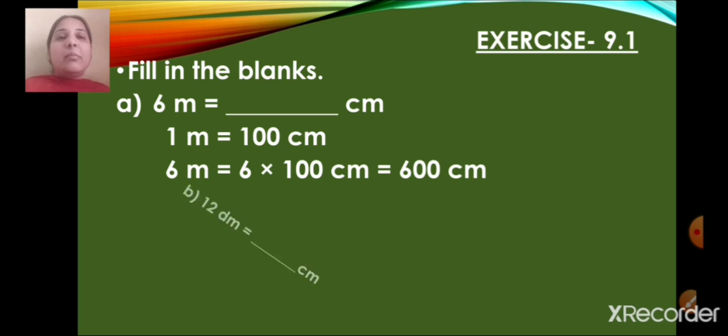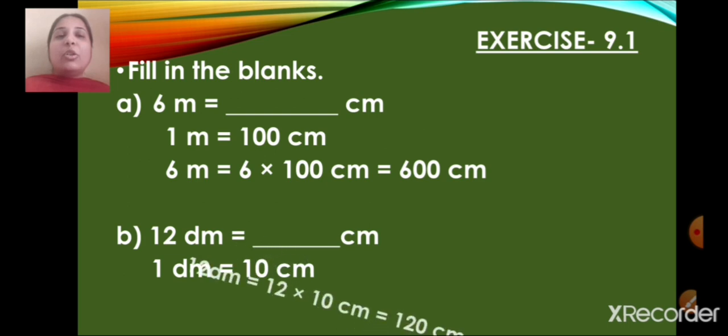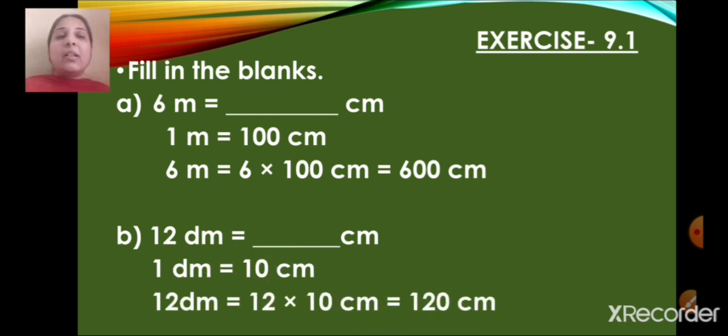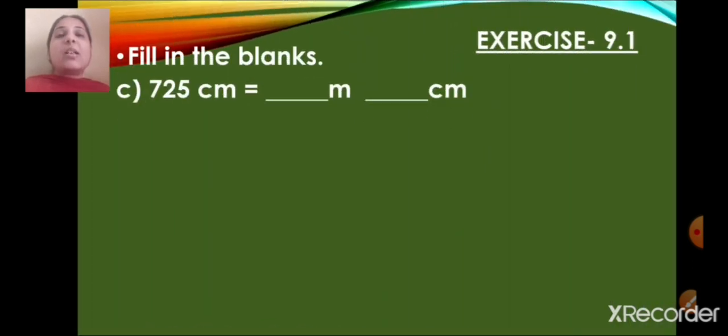Now question number B is 12 decimeter, dm stands for decimeter, is equal to how many centimeter? So 1 decimeter is equal to 10 centimeter. So therefore 12 decimeter would be equal to 12 multiplied by 10 centimeter. So we will get here 120 centimeter. So 12 decimeter is equal to 120 centimeter. Now let's move to the next question. Now question number C is 725 centimeter is equal to dash meter dash centimeter.